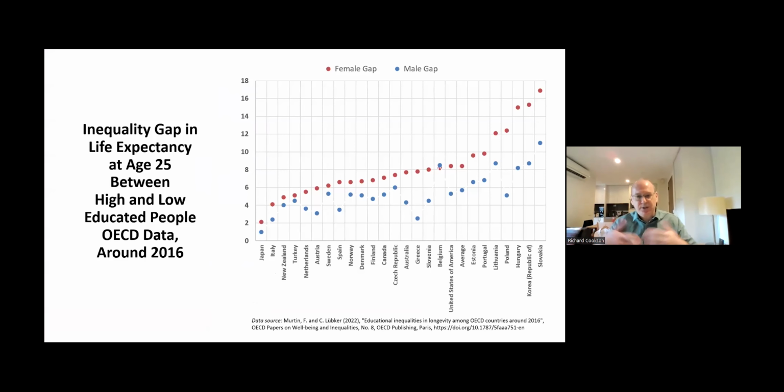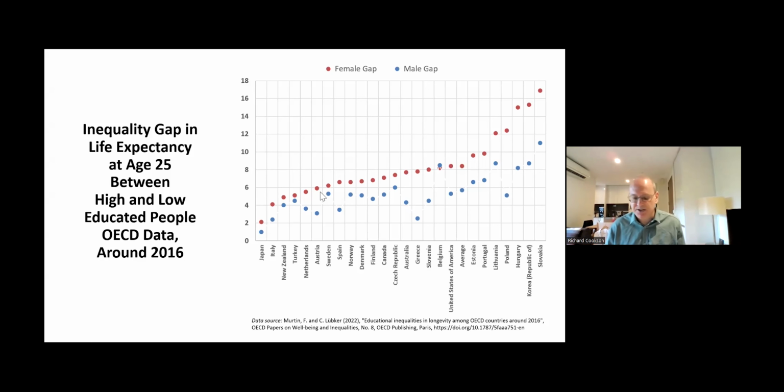Back to health inequality, which is my topic here. Here's some OECD data on health inequalities around the world. Where's Australia? There's Australia, not too bad, in the middle of that ranking. The red dot is the female gap in life expectancy at age 25, and the blue dot is the male gap, 4 years and just below 8 years. But when you adjust these for morbidity, if you look at the quality of life as well as the length of life, then these gaps all go up. They double on average.